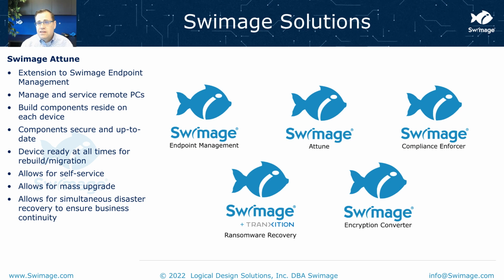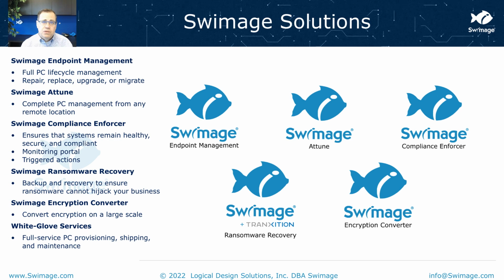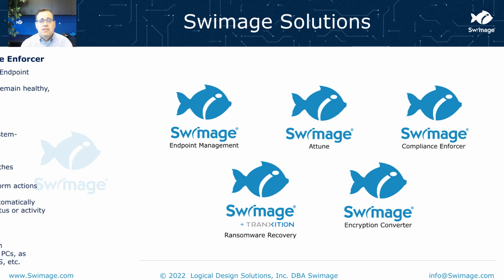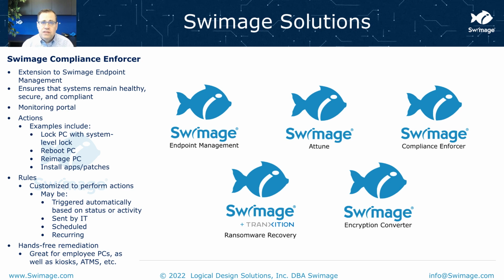Swimage Attune allows for the extension to the home office or the worker from home, remote worker, that's very hard to reach. So what Attune does is it gathers all the components necessary to build that machine, and it creates a recovery space on that device, keeps that recovery space secure and up to date, so that in the event of a future migration, Attune is at the ready to redeploy this machine. With Attune, it allows for a mass upgrade of an environment, or if you need to do disaster recovery, it allows you to rebuild systems simultaneously and get the entire organization back up and running in a matter of a couple of hours.